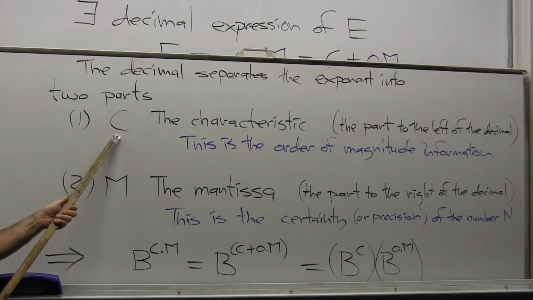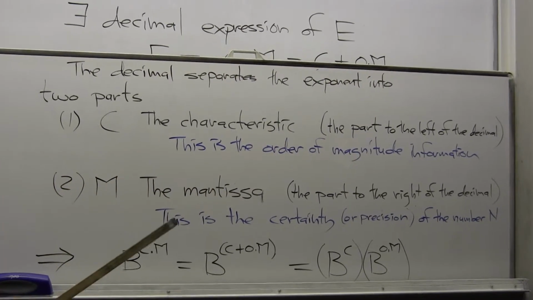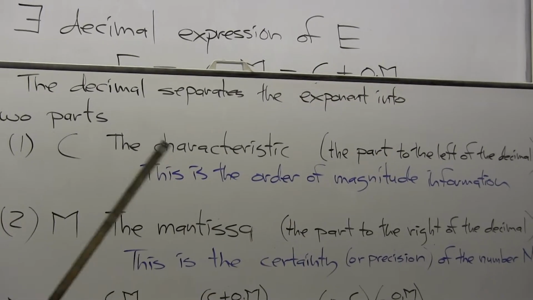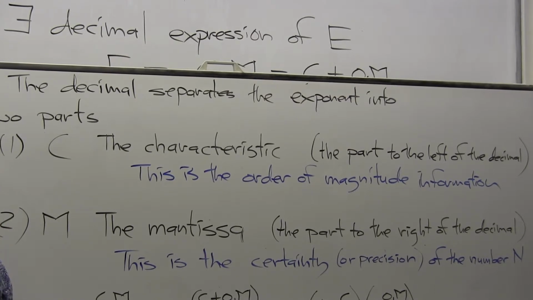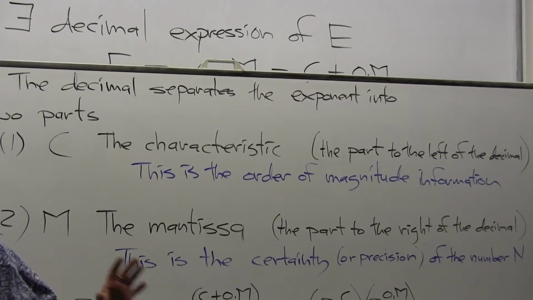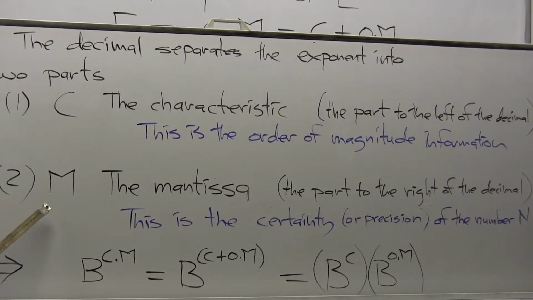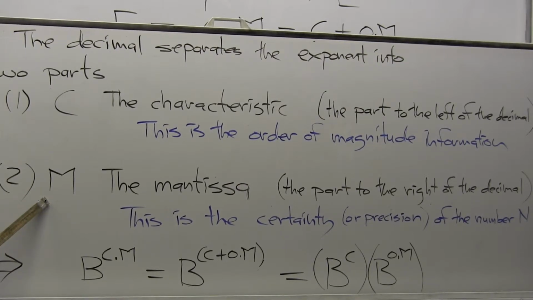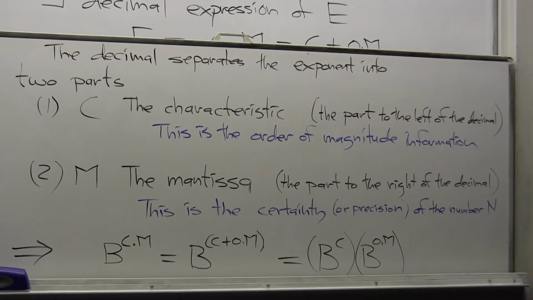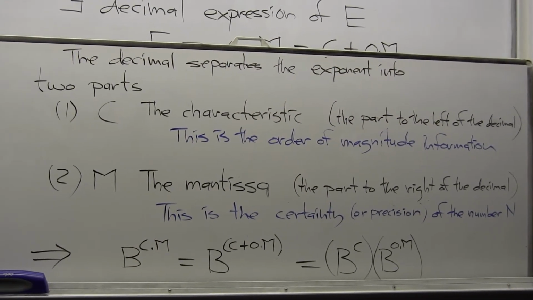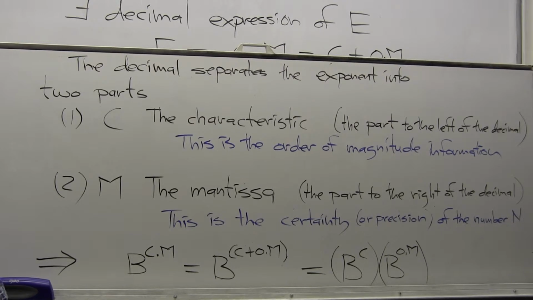Part 1, which I've denoted with an uppercase C, is the characteristic part. This is the part to the left of the decimal. This is the order of magnitude information. This represents that part of the number n. And the second part, which I've represented with an uppercase M, is the mantissa. This is the part to the right of the decimal in the exponent. And this represents the certainty or precision of the number n.